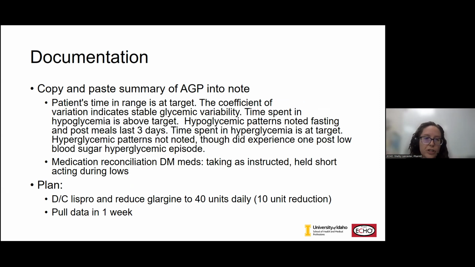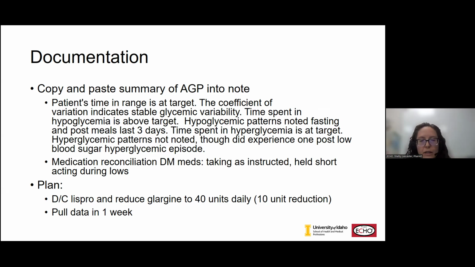So for documentation for the 95251 code, I copy and pasted that summary of the AGP into the note, which pulls all that information. Patient's time in range is at target. The coefficient of variation showed stable glycemic variability. The time spent in hypoglycemia is above target, and those hypoglycemic patterns were noted fasting and postprandial for the last 3 days. The time spent in hyperglycemia is at target, even though we weren't seeing consistent patterns in hyperglycemia, we did notice one post-low-blood-sugar hyperglycemic episode on the 12th.